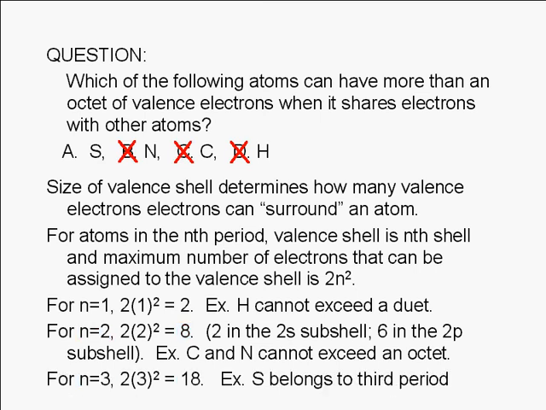For atoms belonging to the third row, in addition to the 3s and 3p subshell, there is also a 3d subshell, so the valence shell can accommodate up to 18 electrons. Therefore, sulfur, which belongs to the third row, can have more than 8 valence electrons surrounding it when it shares electrons with other atoms. The correct answer is choice A, sulfur.